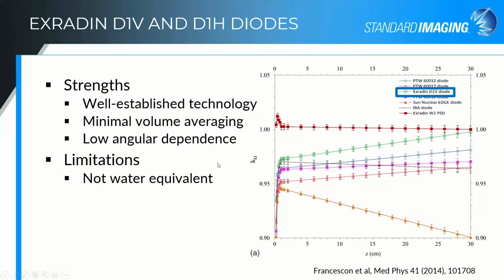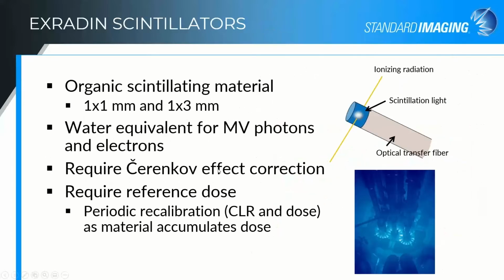It is well-established technology. We're also comfortable with diodes. We've used them quite a bit. It has minimal volume averaging just because of that small spot size. So you get good resolution on your scans and low angular dependence, which is nice for a diode. The limitation is that it's a diode. It's not water equivalent, so there are some corrections that do need to be applied still.